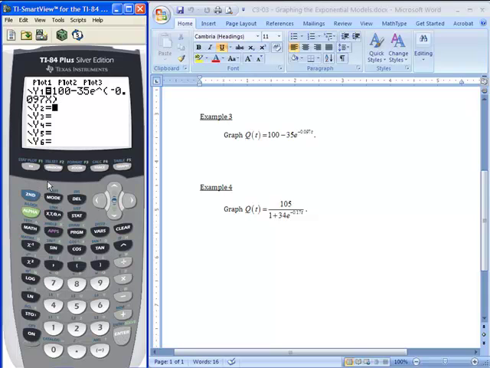All right, now I'm going to once again go to the window, and we'll choose an x min, x max, and x scale, and then we'll zoom to fit. Let's keep 0 and 25. Those have worked well for us so far. So then we're going to press zoom and press 0. The calculator is going to go through, try to figure out what a good y min and y max are, and then we'll graph the function in the resulting window.